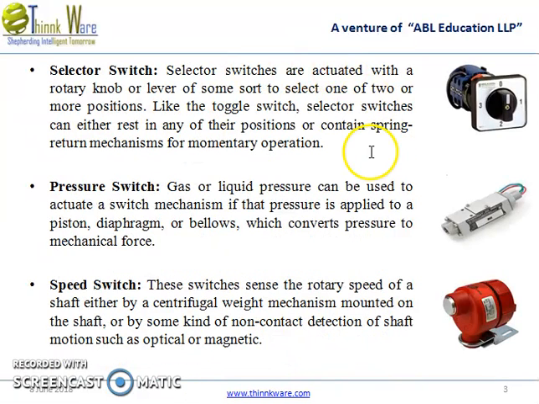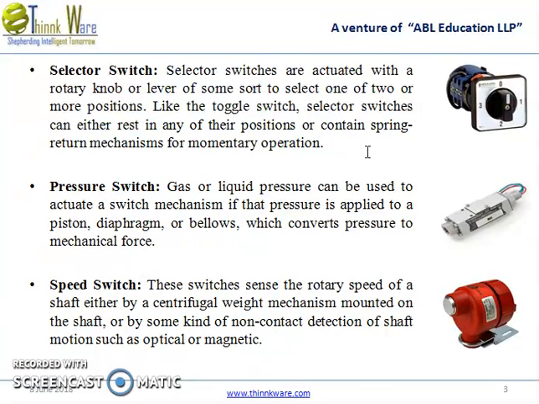The selector switch. The selector switches are actuated with a rotary knob or lever of some sort to select one of two or more positions, like the toggle switch. Selector switches can either rest in any of their positions or contain a spring return mechanism.